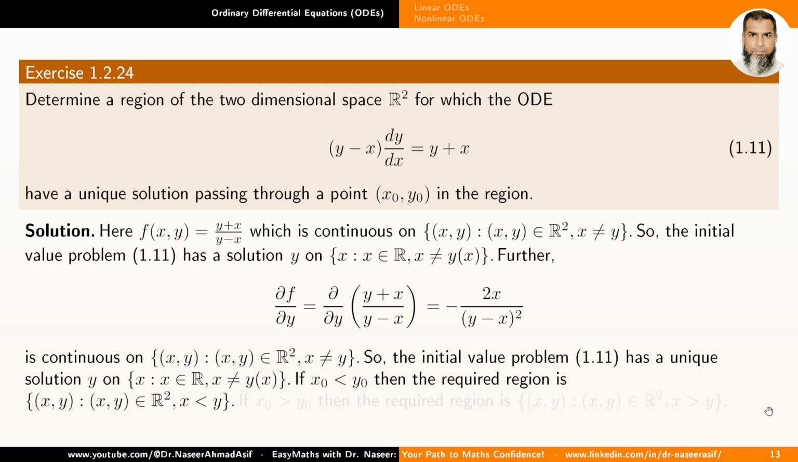If x naught is less than y naught, then the required region is (x,y) such that (x,y) belongs to R square, x is less than y. If x naught is greater than y naught, then the required region is (x,y) such that (x,y) belongs to R square, x is greater than y. Well, in the next lecture, we will see some more exercises.